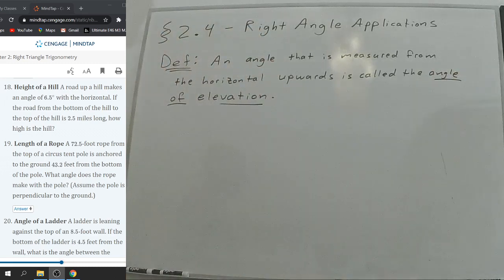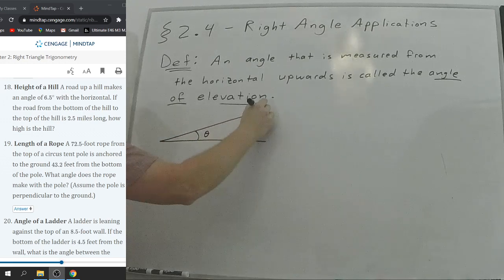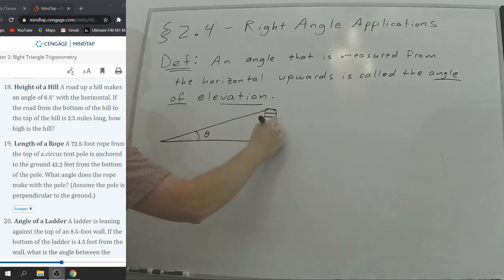So if we want to talk about the angle of elevation, all that we're doing is we're standing, we're looking at the horizon, and we are looking upwards to, say, like a tall building or maybe a radio tower or something. That is what we call the angle of elevation.